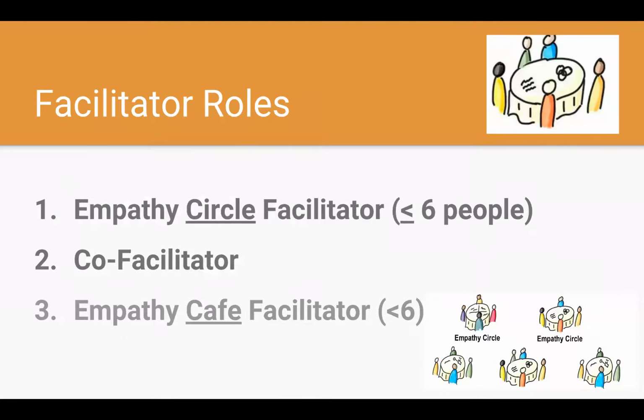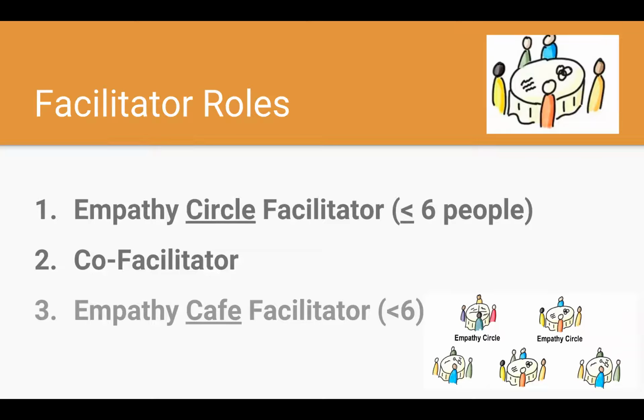And to start with, okay, we have the facilitator role. I'd mentioned the other roles. And so the facilitator role divides into a couple of sub roles. There's a facilitator circle role, for if there's a group of 6 or fewer people, you facilitate a circle with them. There's also the role of the co-facilitator. Sometimes we have someone that helps with co-facilitating.